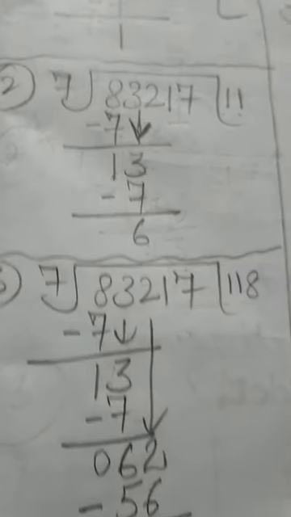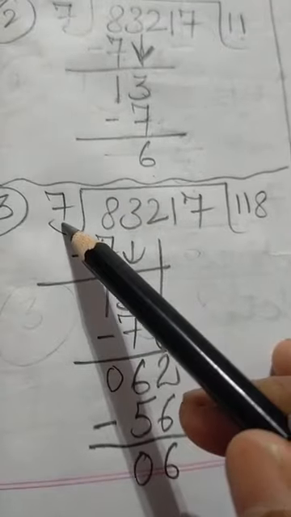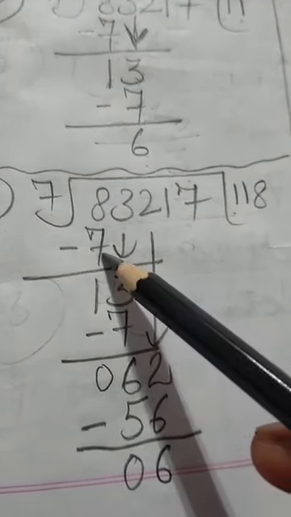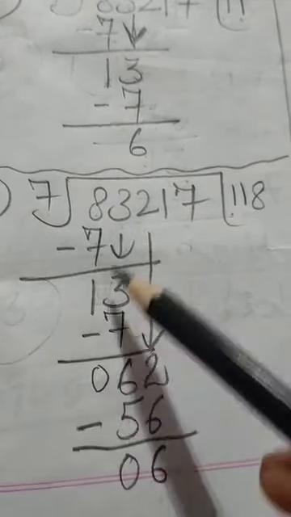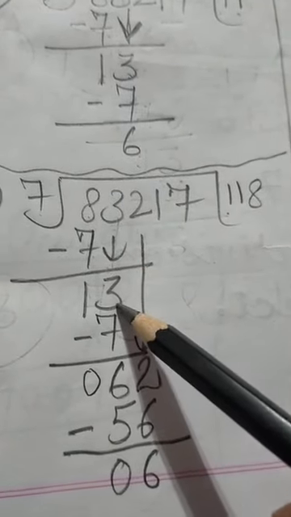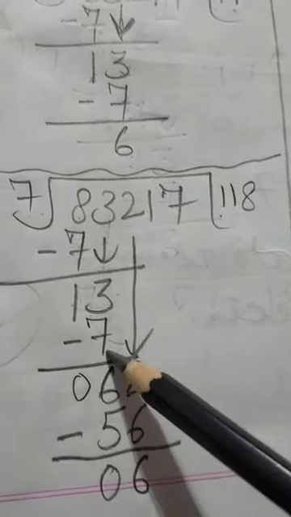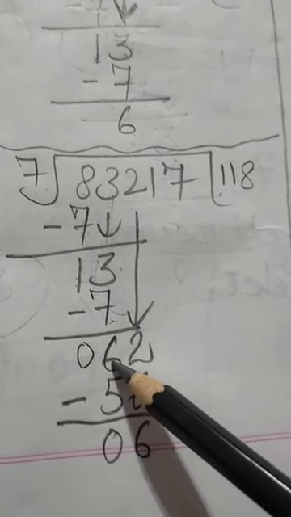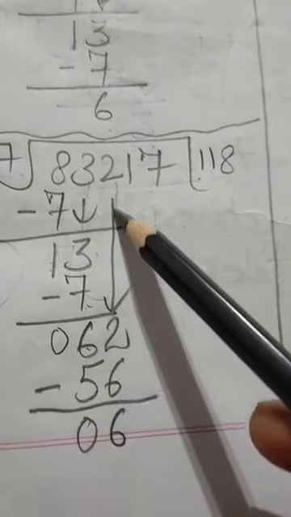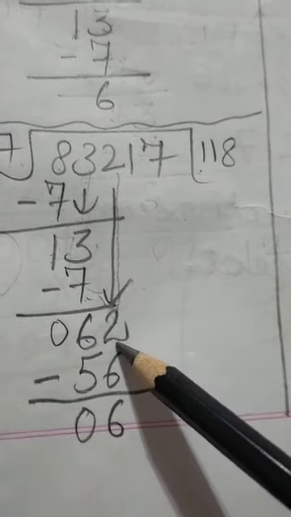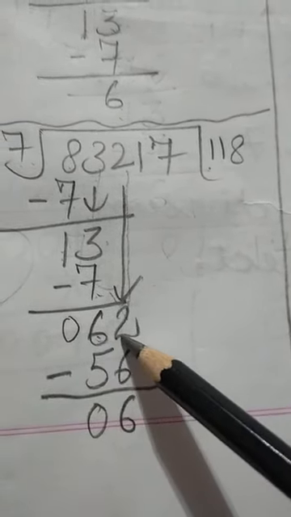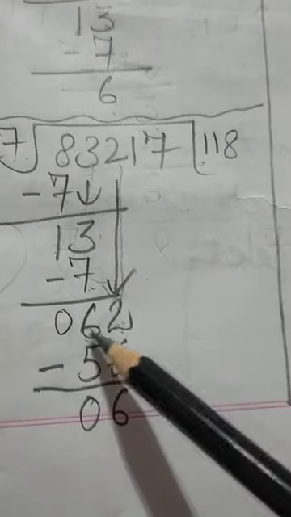Now see what will be our next step. Firstly we have done 7 ones the 7, 8 minus 7 is 1, then we have taken 3 downside, it has become 13. Again 7 ones the 7, 13 minus 7 we got 6. Now we will take down the next digit, that is 2. When we write 2 with 6, it has become 62.